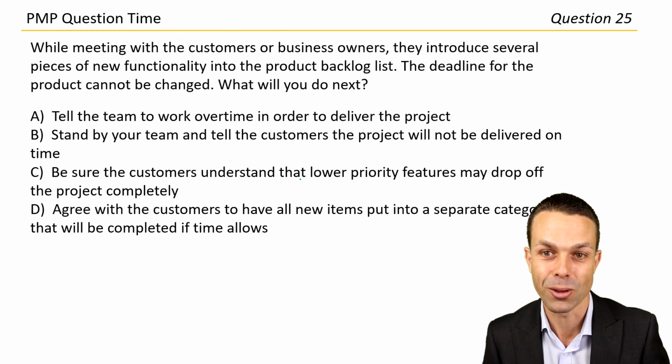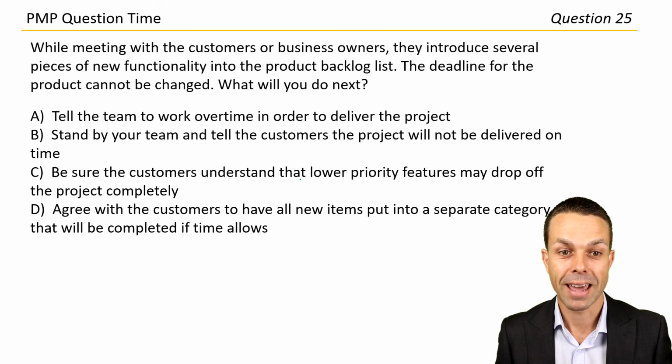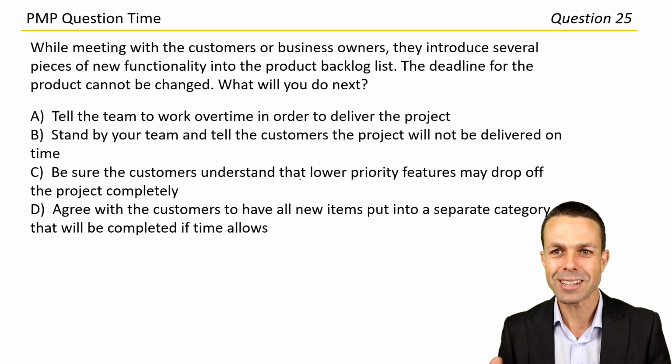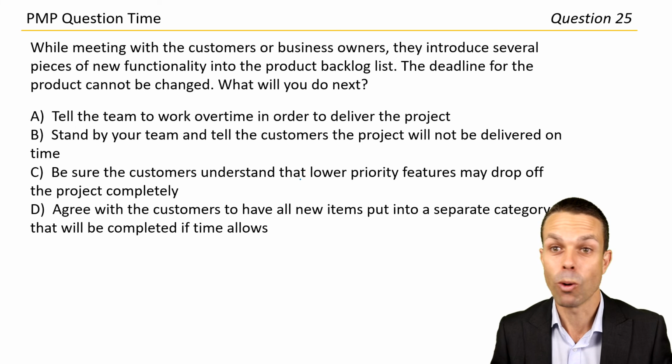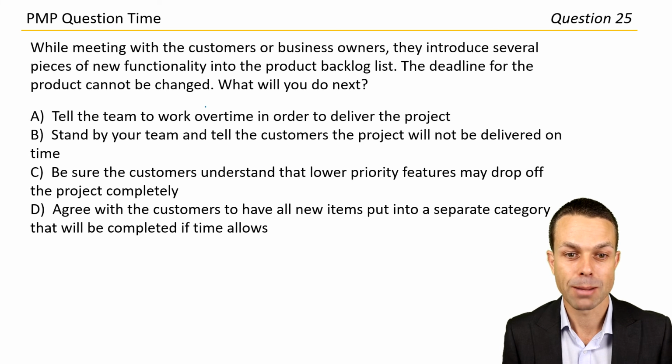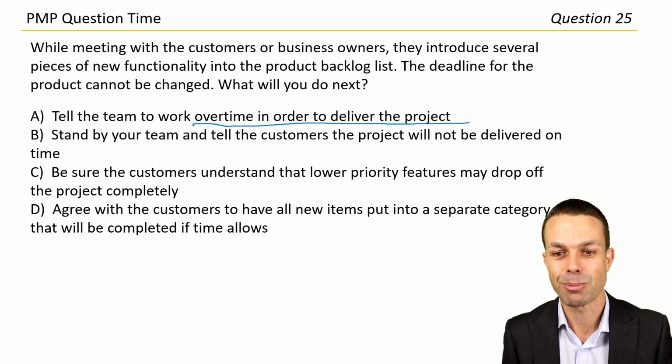Oh, and this can happen all the time. The deadline for the product cannot be changed. Okay, this is a great scenario. Let's see what we're going to do. What will we do next? Should we tell the team to work overtime in order to deliver the project?